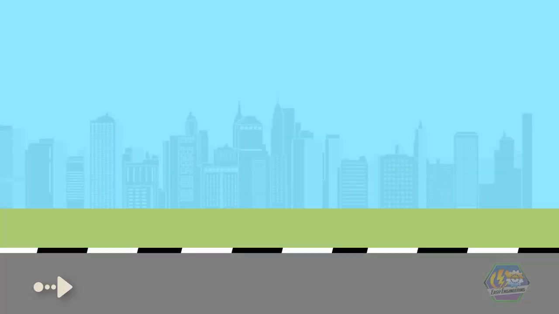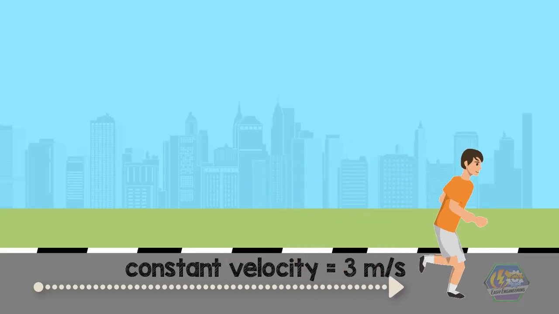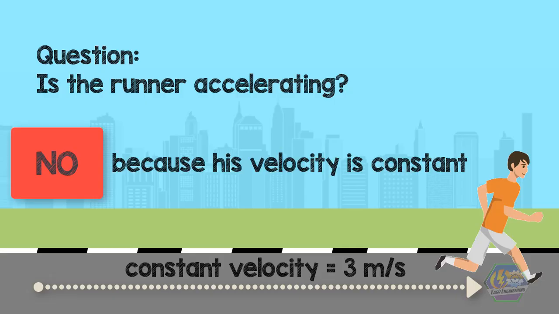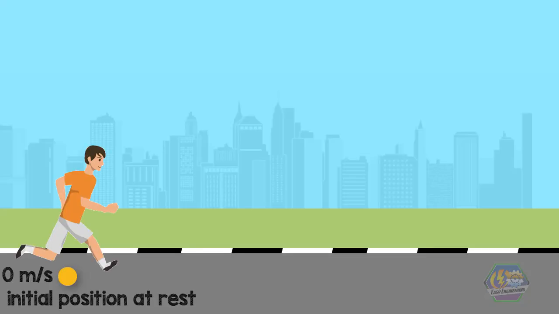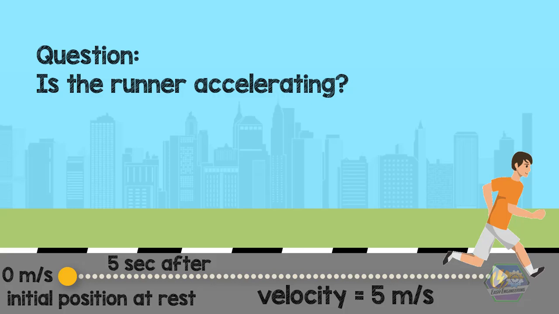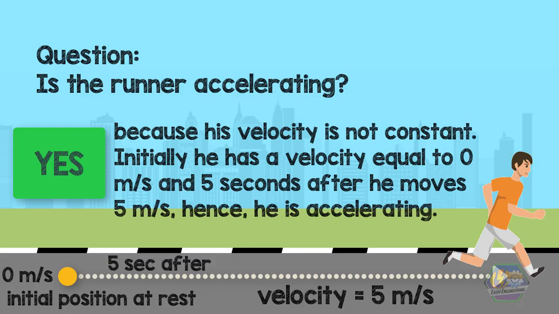First, suppose a runner is running 3 meters per second at a constant velocity. The question is, is he accelerating? The answer is no, because his velocity is constant. Second, what if the runner is initially at rest and 5 seconds after he is moving at 5 meters per second? The question is, is he accelerating? The answer is yes, because his velocity is not constant. Initially, he has a velocity equal to 0 meters per second, and 5 seconds after he moves 5 meters per second. Hence, he is accelerating.